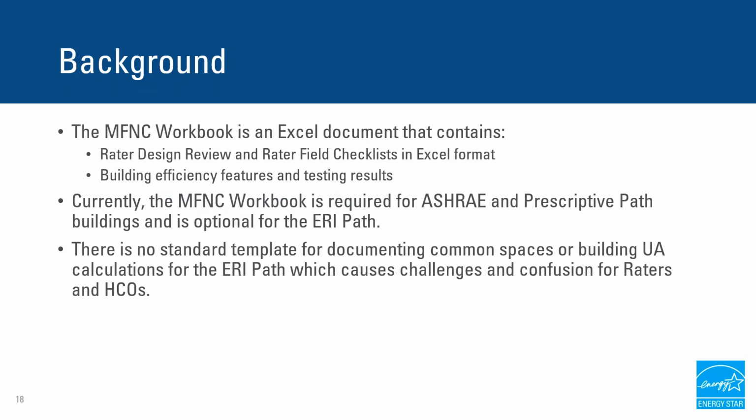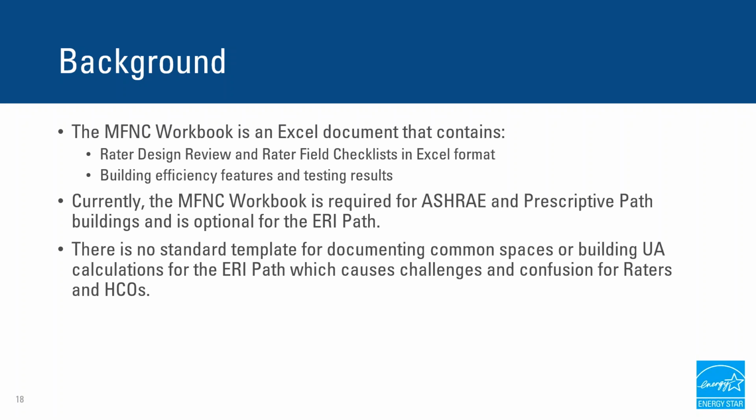And it also contains a spot to enter all of the building efficiency features and testing results. Currently, the workbook is required for the ASHRAE and prescriptive path buildings, but is optional for the ERI path. And there is no standard template for documenting common spaces or building UA calculations for the ERI path, which causes challenges and confusion for both raters and home certification organizations and the providers that work for them.